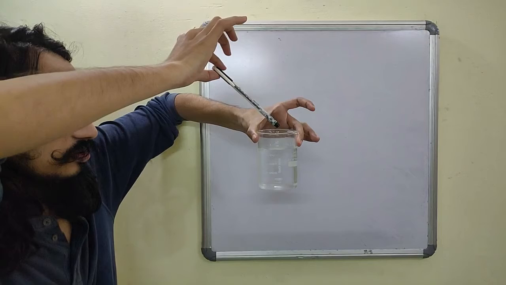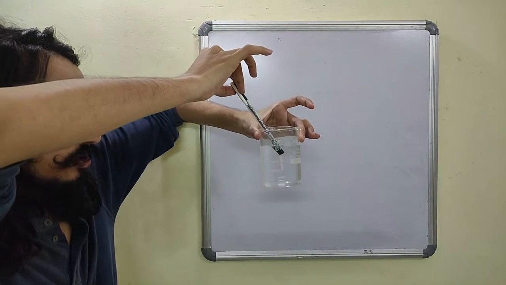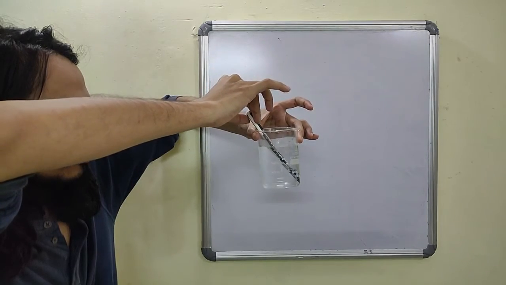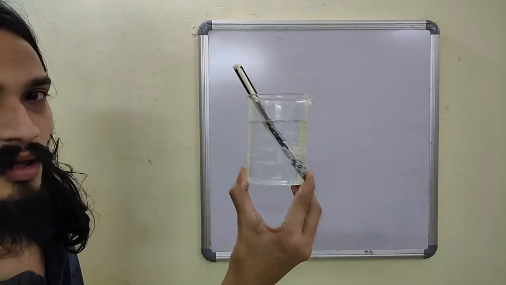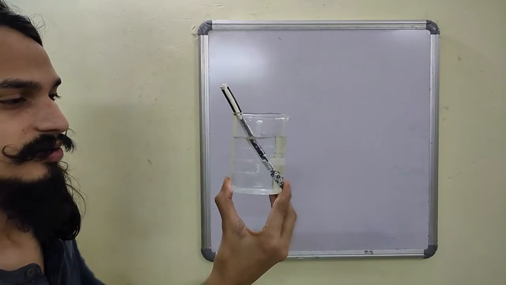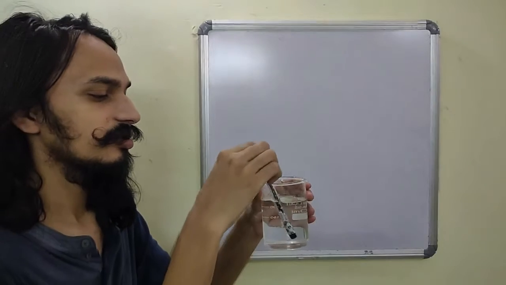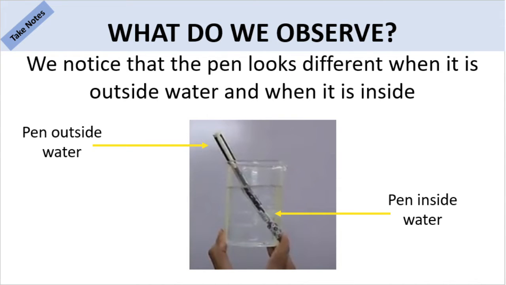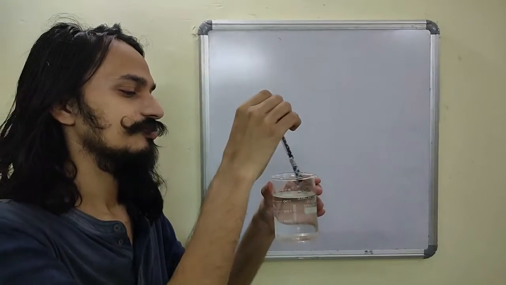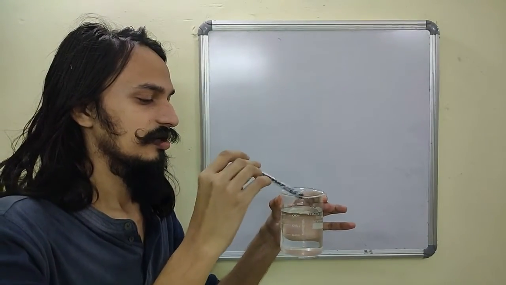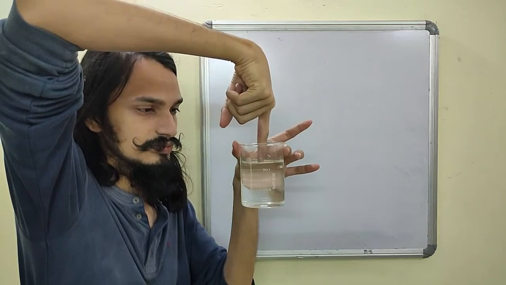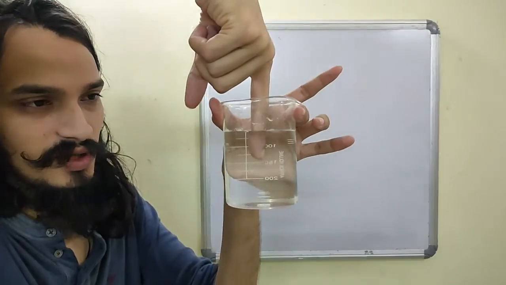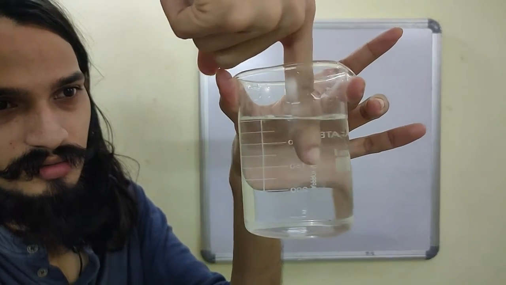Here is the pen going into the water. Does the pen look the same above and below? Look at me. It doesn't. It looks very different in the water than above the water. Other than a pen, you can use any object, it will work for anything. If not this pen, you can simply do it with your finger. Look at my finger. It looks very different above the water and below the water.